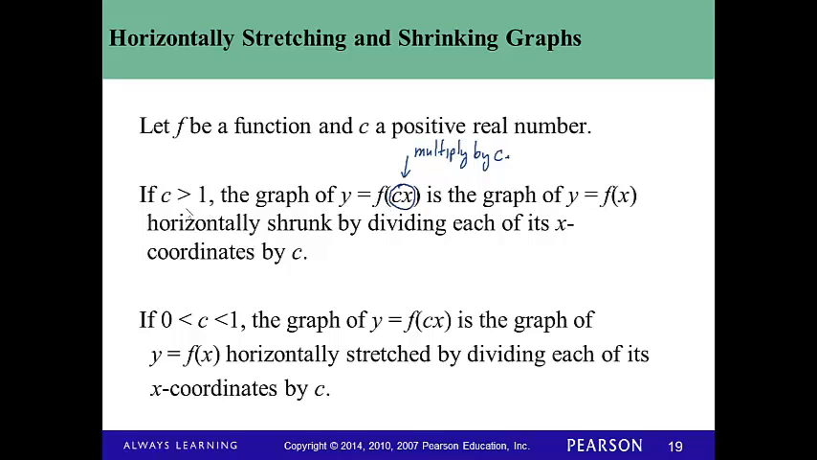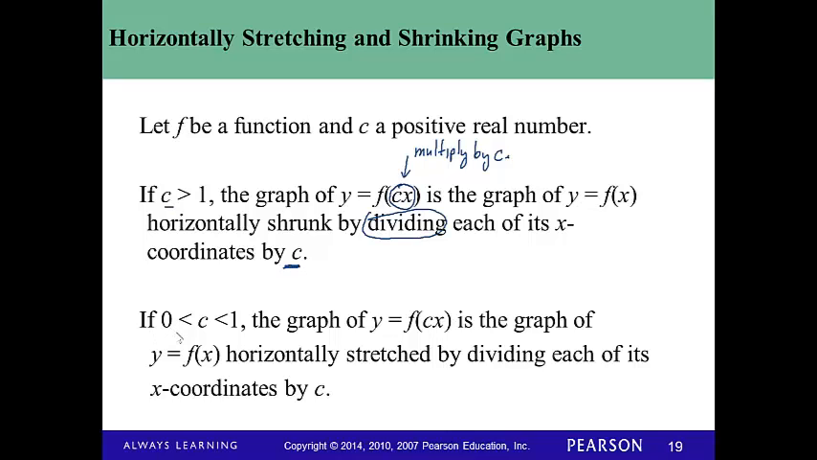So it says if c is greater than 1, the graph of y equals f of c times x is the graph of y equals f of x horizontally shrunk by dividing, this time dividing, each of the x coordinates by c.